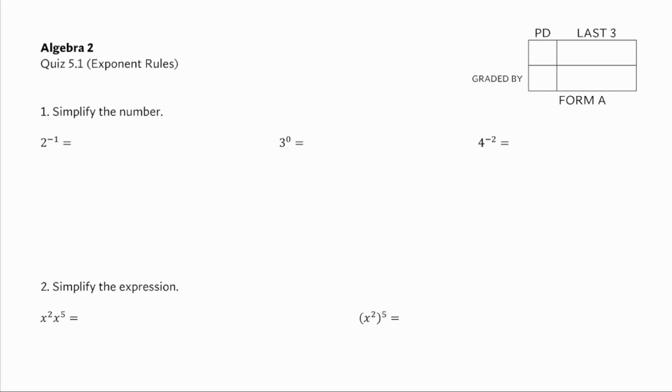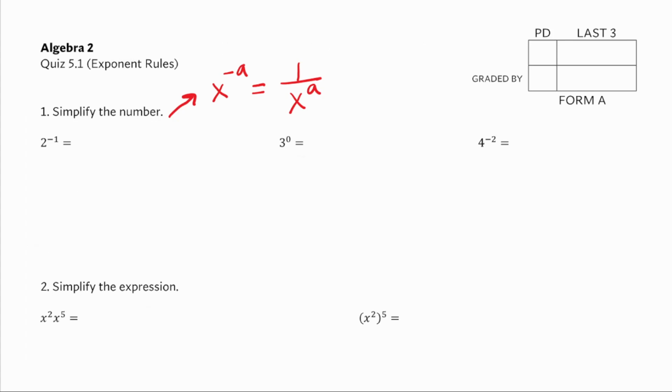In this video, I'm going to be recording solutions for Algebra 2 Quiz 5.1, which is all about exponent rules. So the first three are about powers of numbers. And I think the rule that we need to remember here is the rule about negative exponents. So that's x to the negative a power equals 1 over x to the a.